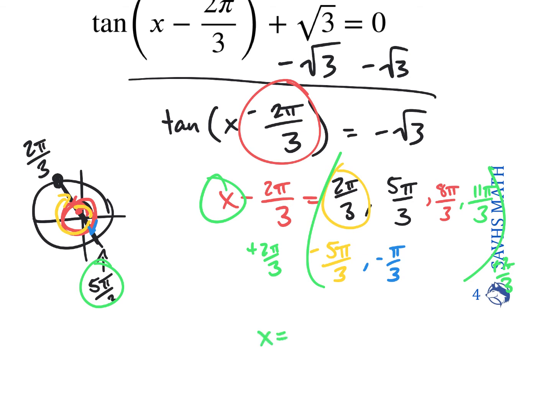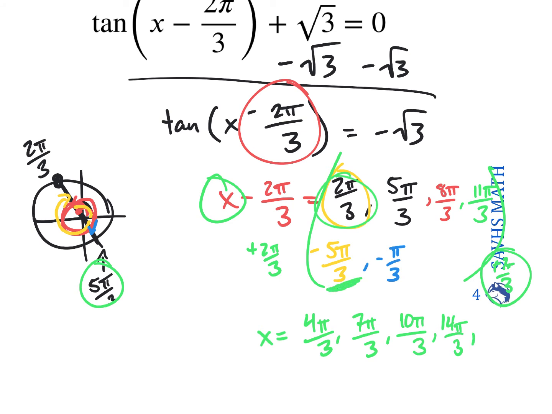So we'd have our 2 pi over 3 plus 2 pi over 3 is 4 pi over 3. 5 pi over 3 plus 2 pi over 3 is 7 pi over 3. 8 pi over 3 plus 2 pi over 3 is 10 pi over 3. 11 pi over 3 plus 2 pi over 3 is 14 pi over 3. And then we'd have our negative 5 pi over 3 plus 2 pi over 3 is negative 3 pi over 3. And then we'd have negative pi over 3 plus 2 pi over 3 is pi over 3.